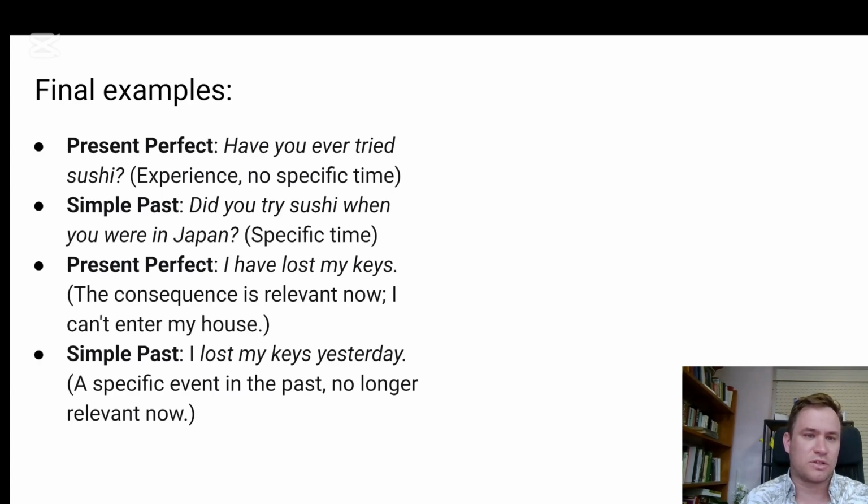Some final examples. Have you ever tried sushi? This would be for an experience in your life. Have you ever done this? Simple past. Did you try sushi when you were in Japan? This is a specific moment. Present perfect. I've lost my keys. There's some kind of connection. It's relevant now. Or I lost my keys yesterday. Yesterday's over. It's finished. So we need to use a simple past form.